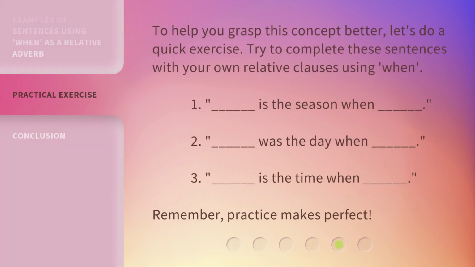To help you grasp this concept better, let's do a quick exercise. Try to complete these sentences with your own relative clauses using when. 1. Blank is the season when blank. 2. Blank was the day when blank. 3. Blank is the time when blank. Remember, practice makes perfect.